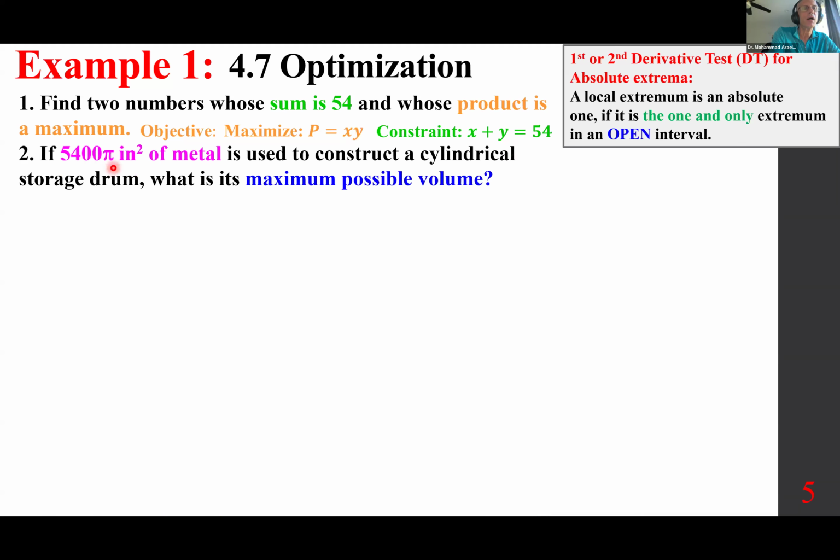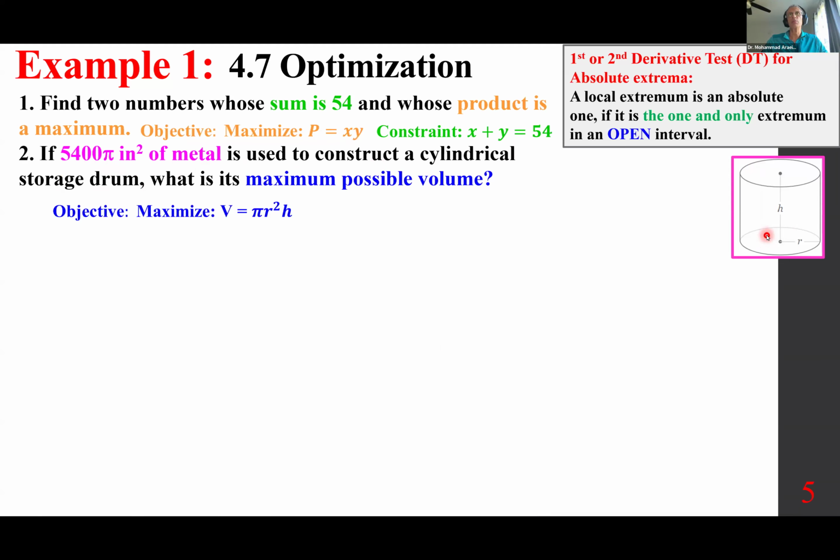If 5400 pi inches squared of metal is used to construct a cylindrical storage drum, what is the maximum possible volume? So we should know, here's the shape, and the volume is pi r squared h for a cylindrical shape. And we want to maximize that. So that is our objective. But subject to what? 5400 pi inches squared of metal.